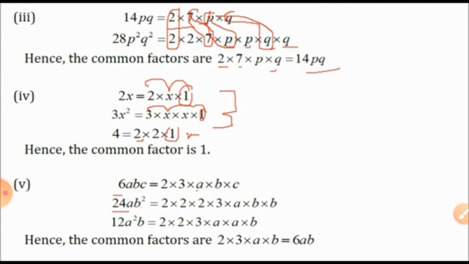6abc, 24ab square and 12a square bc. Okay. We know how to factorize these numbers. Correct. Perfect. b square means b into b, and a square means a into a. Who are the common? 2, 2, 2 and 3, 3, 3. So 2 into 3, 6. ab, ab, ab. All three terms have ab. Easy? Okay. Perfect.